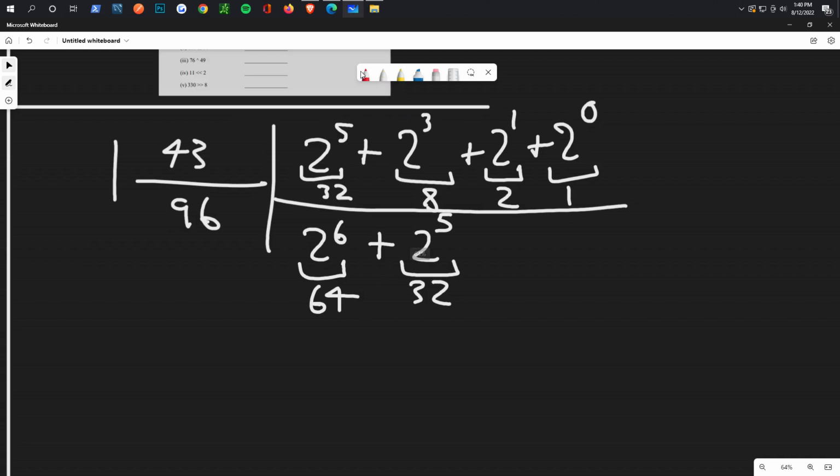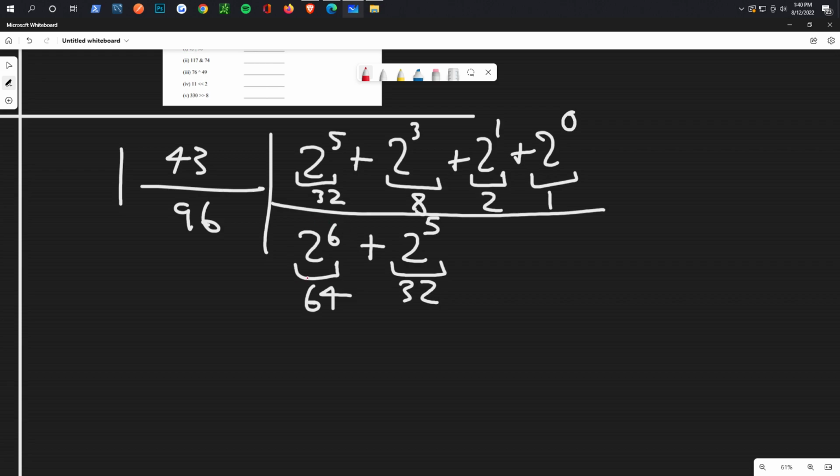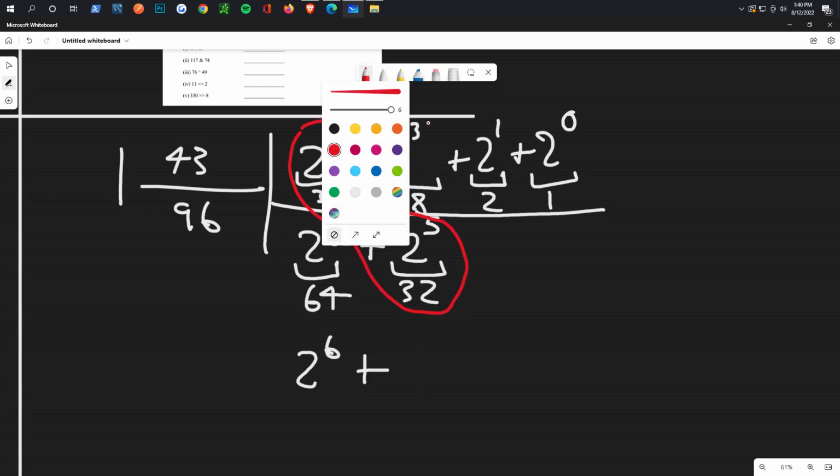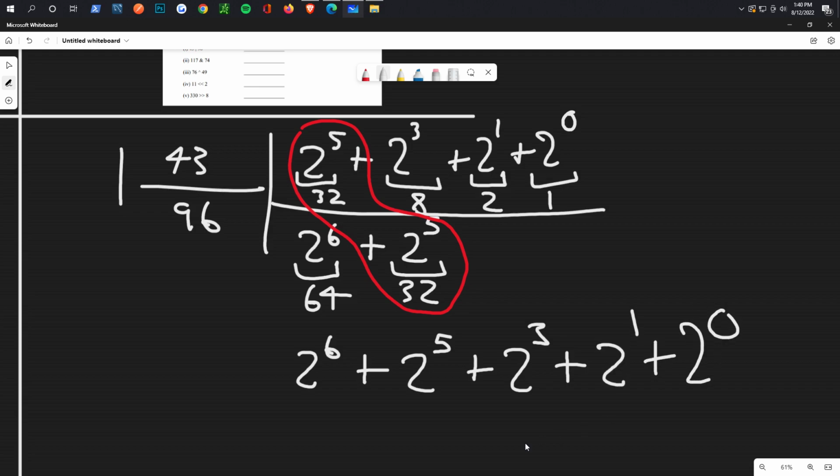Okay, so we're doing OR. So let's just see. They don't have 2 to the 6 in common, so we're going to have 2 to the 6 plus, and then they have these two in common. We're just going to add in 1. So now we're going to have 2 to the 5 plus, and then what they don't have in common, since this is OR, we're just going to take everything else: 2 to the 3 plus 2 to the 1 plus 2 to the 0.